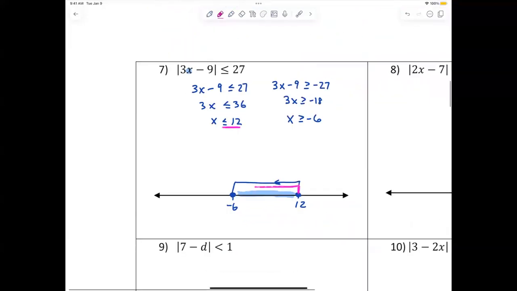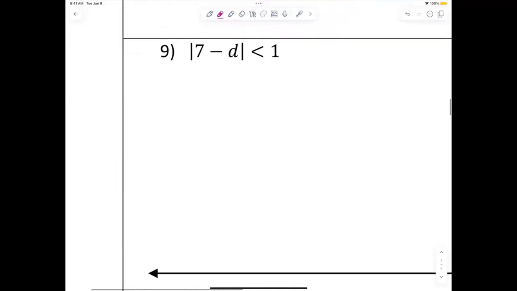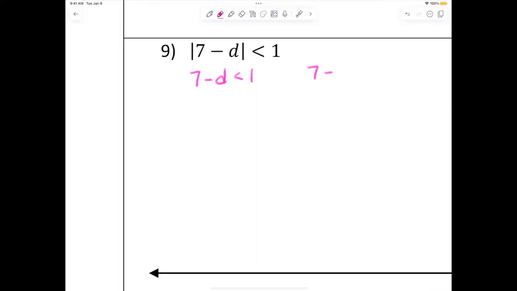All right, so let's try number 9. Now we have to be careful with number 9 because there's a negative. Please write it twice. Everybody write the equation out twice. Let's see if you get the first part right. 7 minus D is less than 1. 7 minus D greater than what? There's your answers.